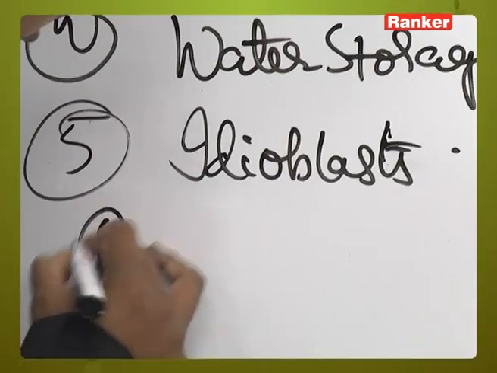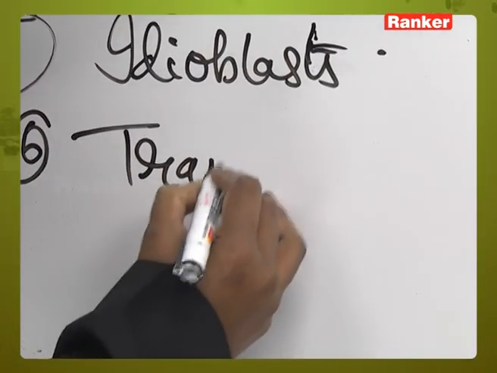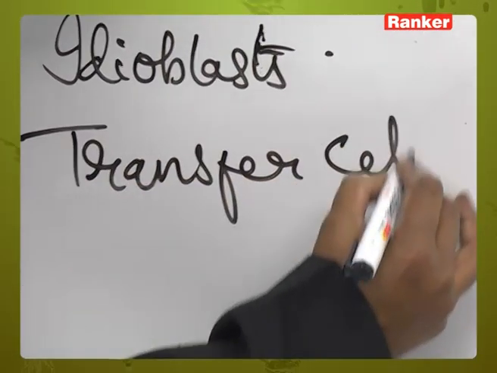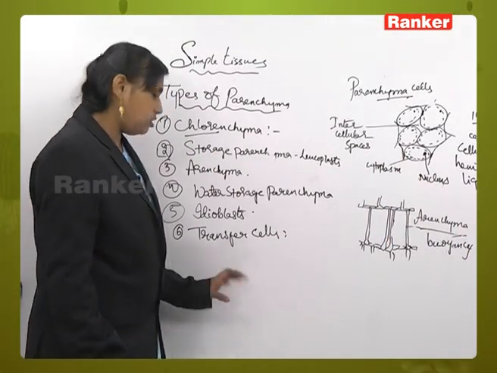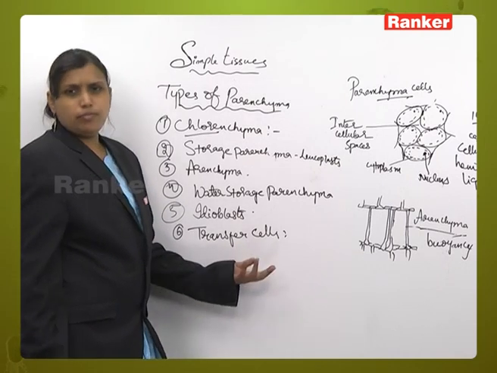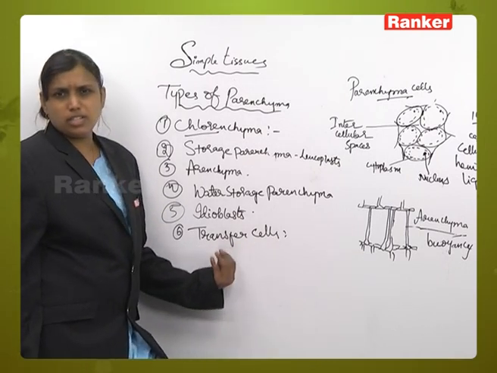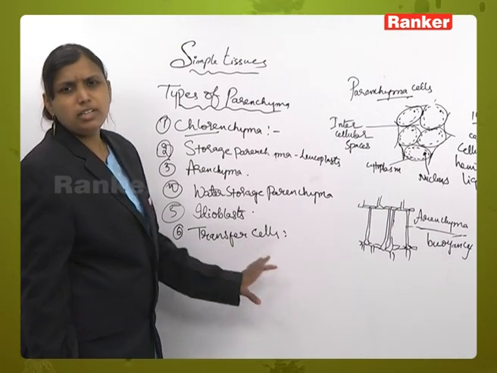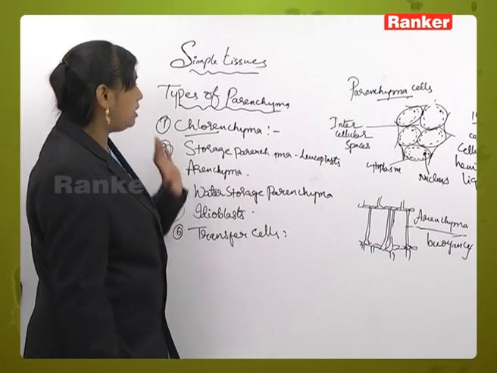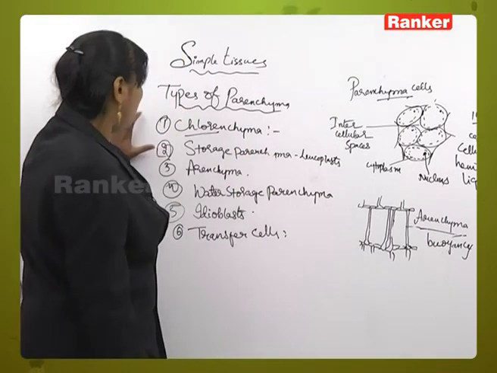And another one is called transfer cells. These are the tissues which are present almost in between the xylem and phloem tissues, and these are helpful in the transfer of material from one component to the other in the case of xylem and phloem tissue. Okay, these are the different types of parenchyma which we can study.